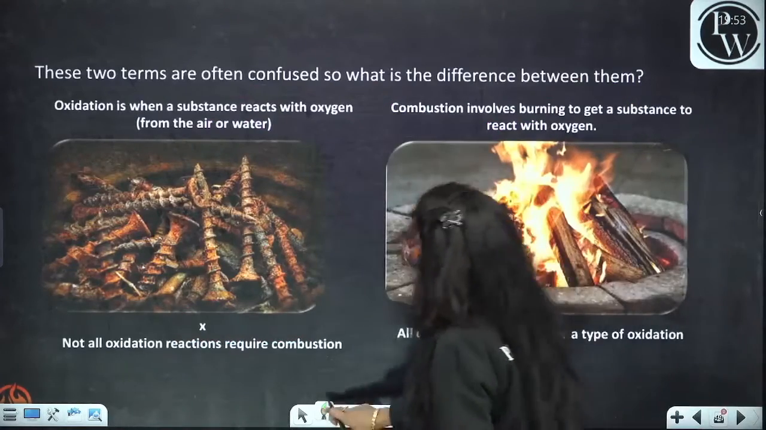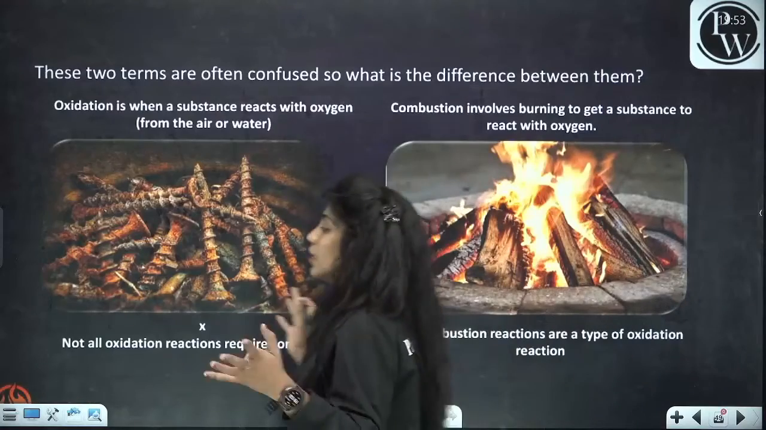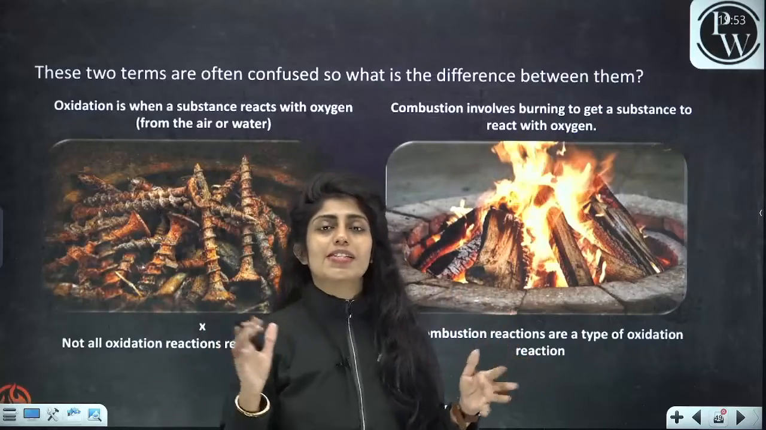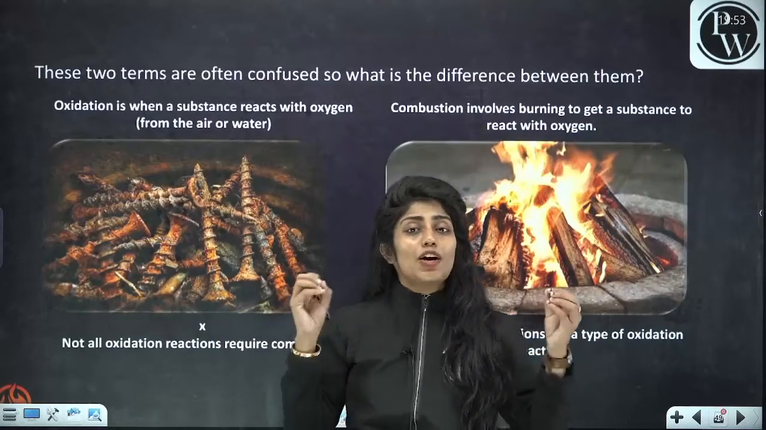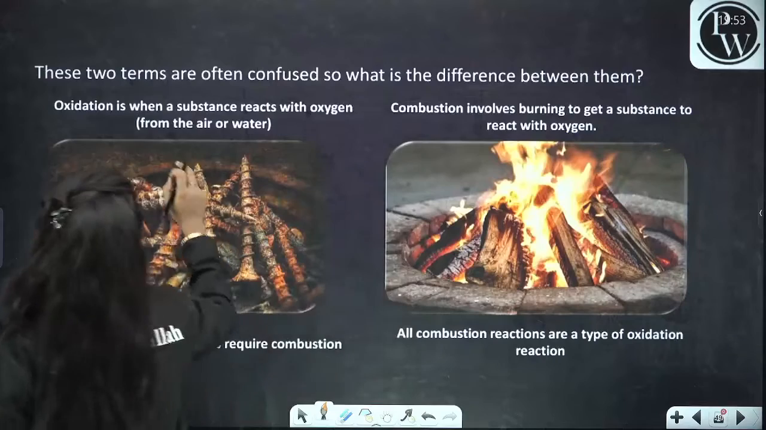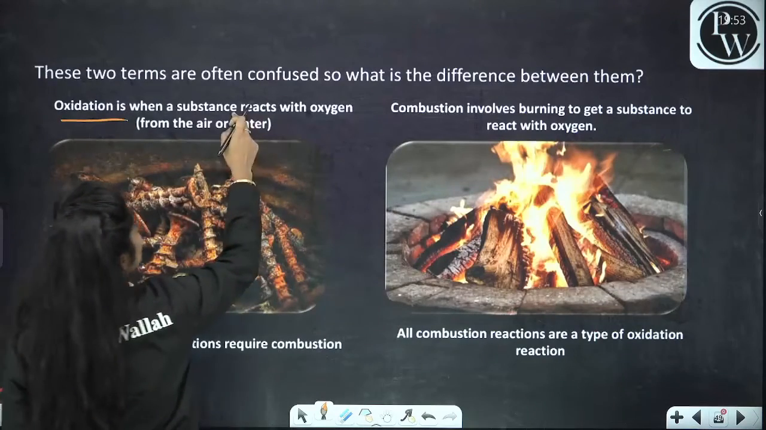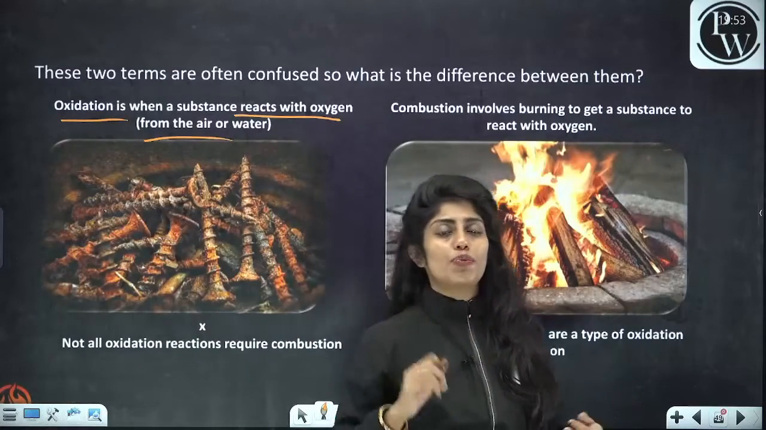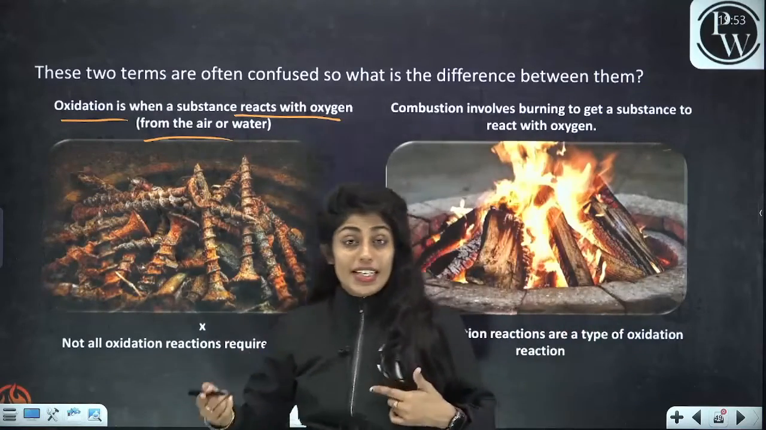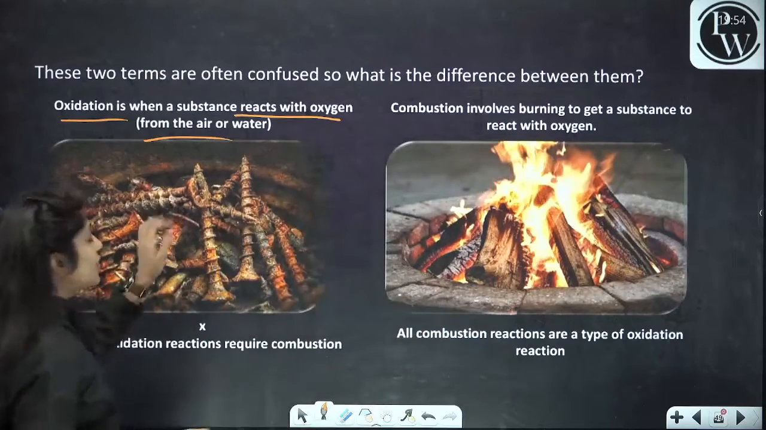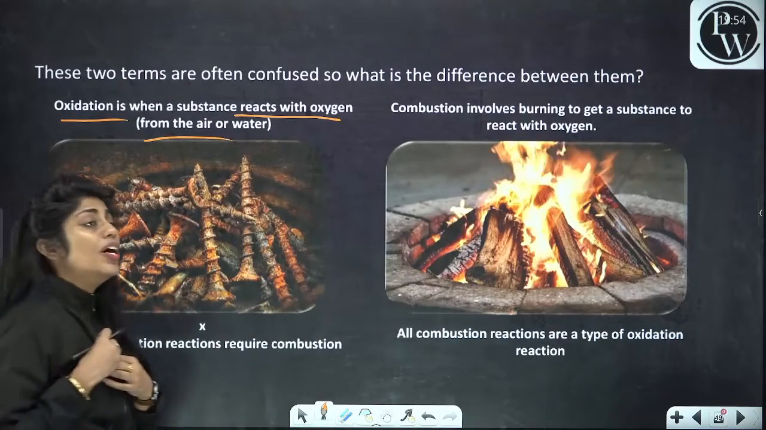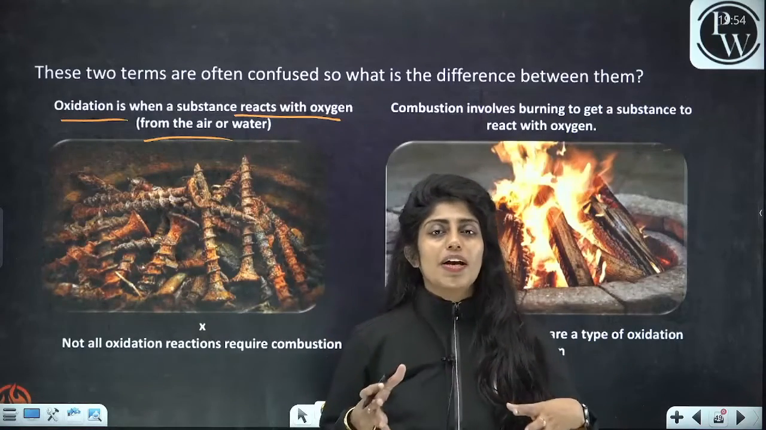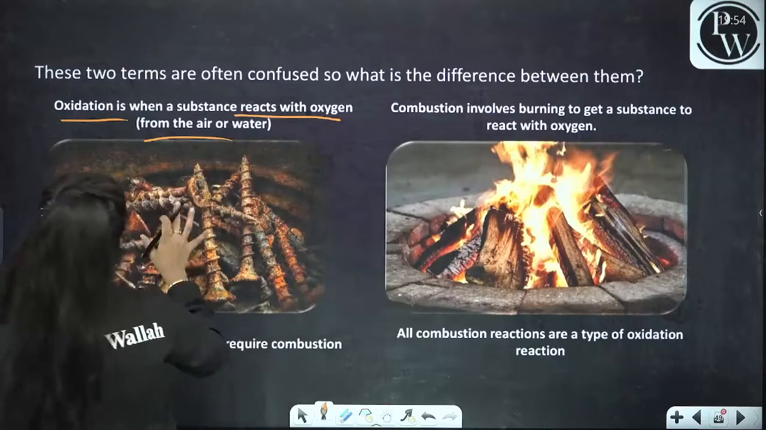Now we have the difference between oxidation and combustion. Many times in class 8 and 9, we have understood these terms n number of times. So there is a very fine difference between these two. So basically oxidation is when a substance reacts with oxygen in the presence of air or water. If you see the rusting of iron, that is also a kind of oxidation reaction that happens in the presence of oxygen and moisture. So that's also an oxidation.